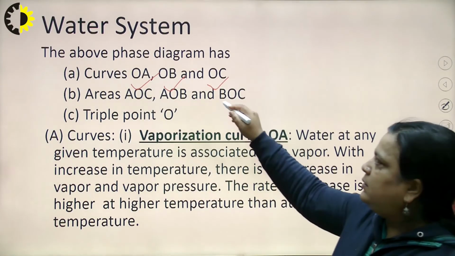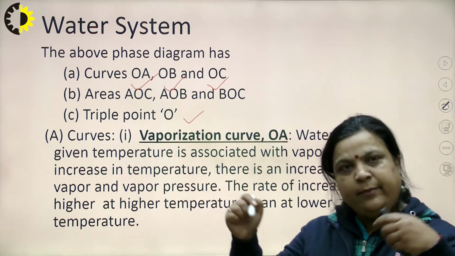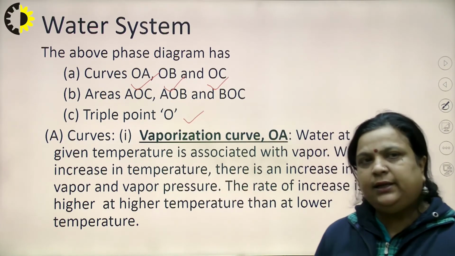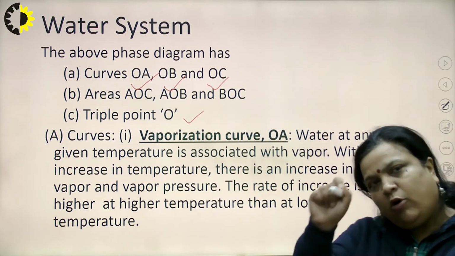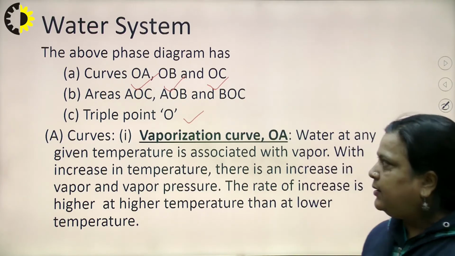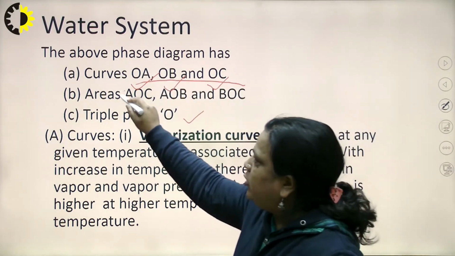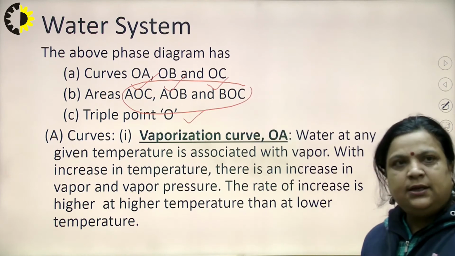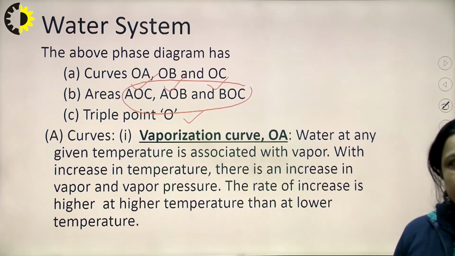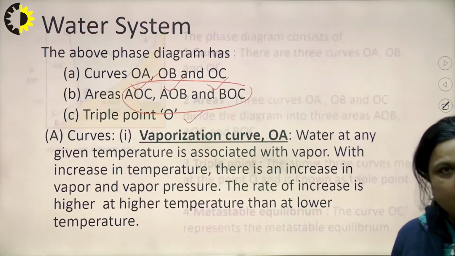And there is one triple point. Triple point means the point where all three curves meet, that is the point where all three phases coexist in equilibrium. And the third possibility is where only one phase exists, either AOC, AOB or BOC. We will discuss one by one.